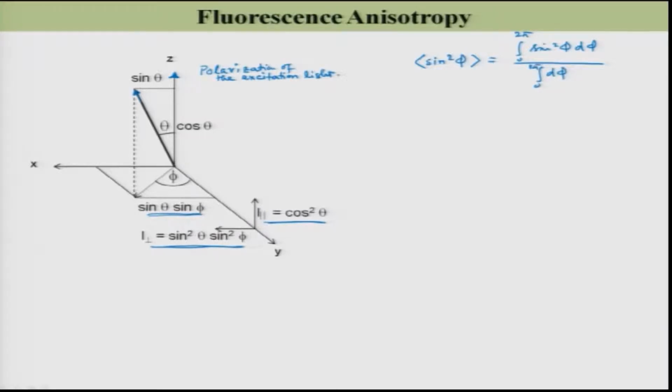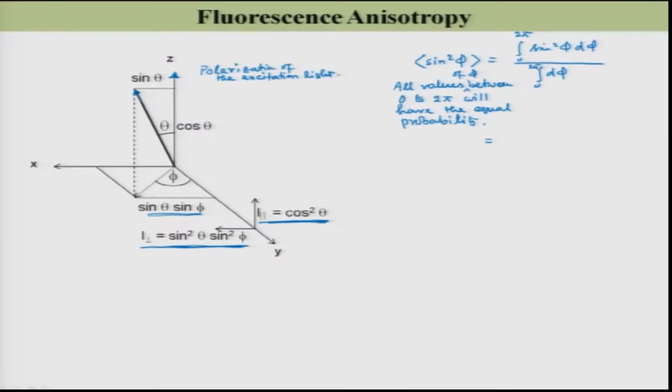I already got I parallel like this, and I perpendicular like this. So, if I can calculate this, I can simply replace this sin square phi with the average. This I can do, as I said, because all values of phi between 0 to 2 pi have equal probability. So, now I can evaluate this integration from 0 to 2 pi of sin square phi d phi, that part.